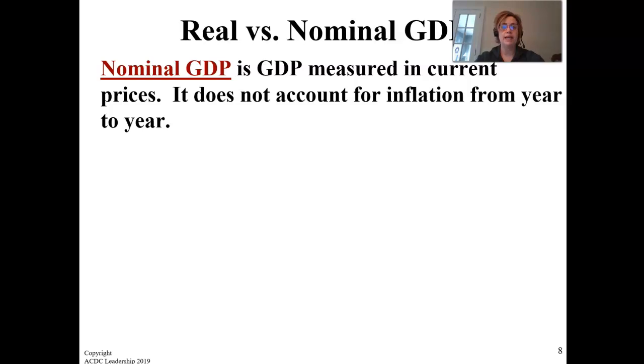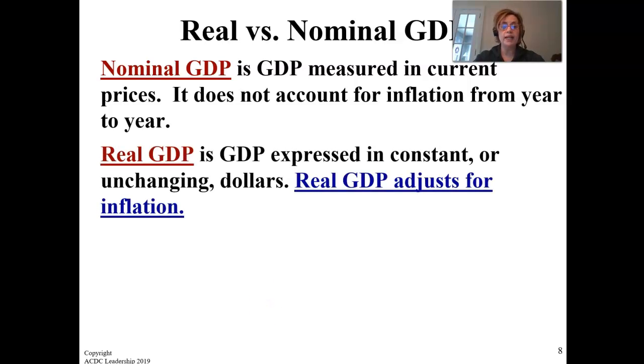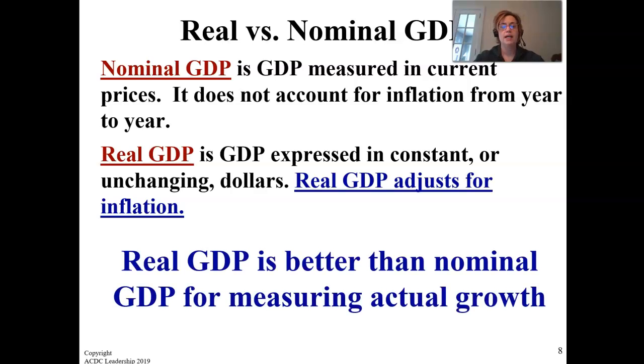Nominal GDP is GDP measured in current prices. It does not account for inflation from year to year. Real GDP is GDP expressed in constant or unchanging dollars. So real GDP adjusts for inflation. Real GDP is better than nominal GDP in terms of measuring actual growth in the economy.